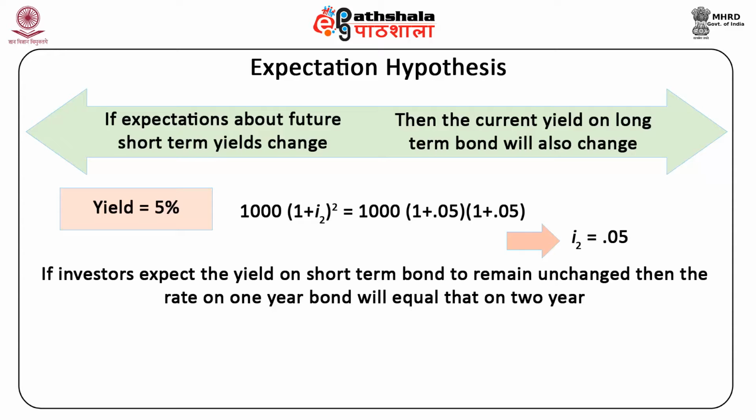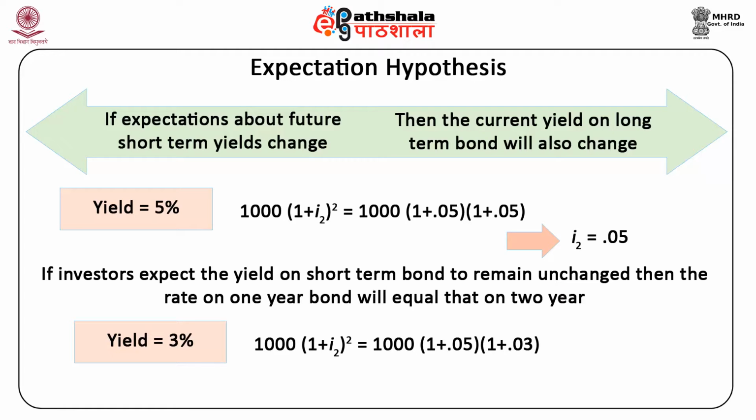that on 2-year bond. Similarly, if investors expect yield on short-term bond to fall to 3% next year, the yield rate on long-term bond is given by the condition that 1000 into (1 plus i2) whole square is equal to 1000 into (1 plus 0.05) into (1 plus 0.03). That gives us i2 equal to 0.04.